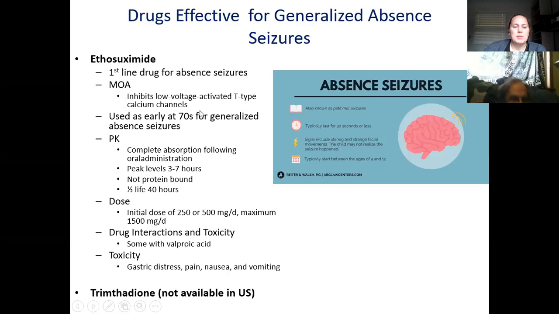So this particular drug's mechanism of action is on the T-type calcium channels, so it's going to alter presynaptic release of neurotransmitter. It was used in the early 70s for generalized absence seizures. Here you can see the rundown of the PK. It's orally administered, with peak levels at 3 to 7 hours. Here's a general dosage range. There is some interaction with valproic acid, and then in terms of toxicity, gastric distress, pain, nausea, and vomiting.